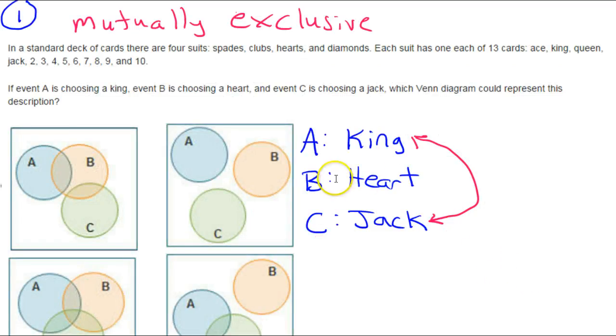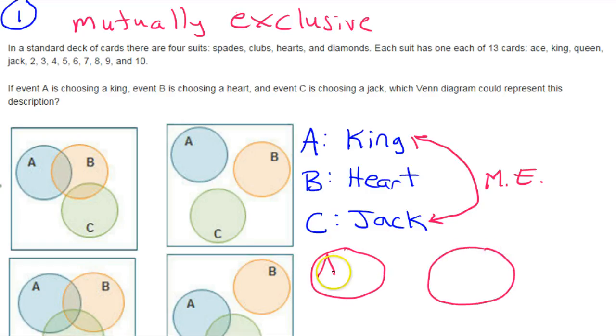So when we look at the Venn diagrams, we're looking for diagrams where there is no intersection between A and C, because those are mutually exclusive. I'm going to say ME for mutually exclusive. All right, so we're looking for A. Let me draw this bigger. We're looking for event A and event C to definitely have no overlap between them, because they're mutually exclusive.